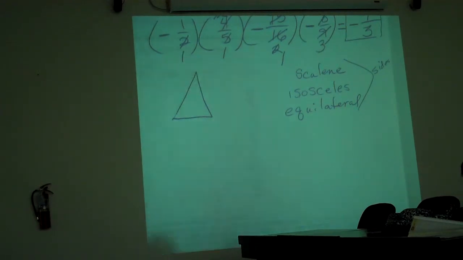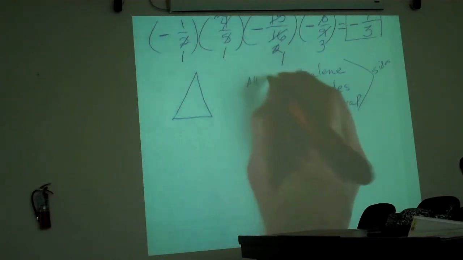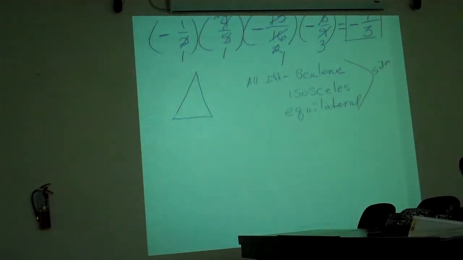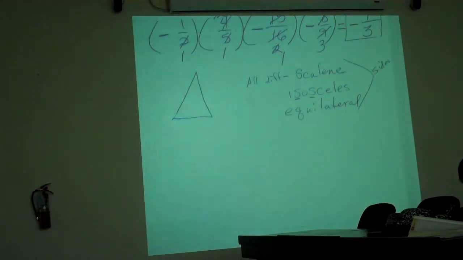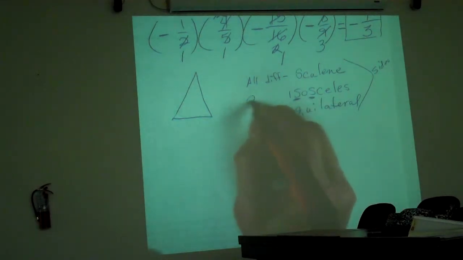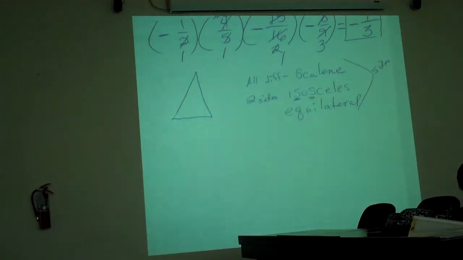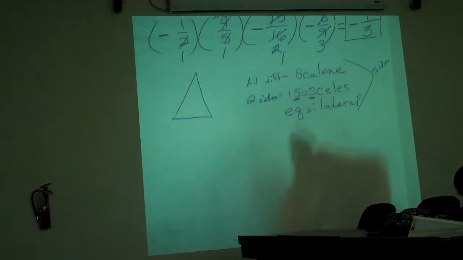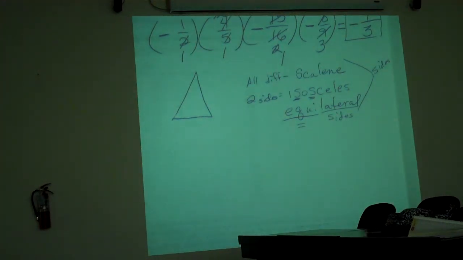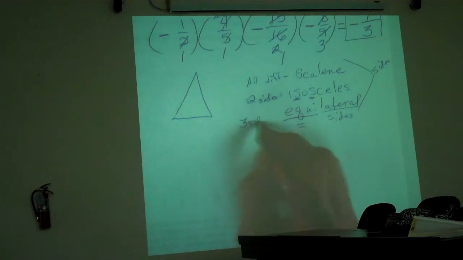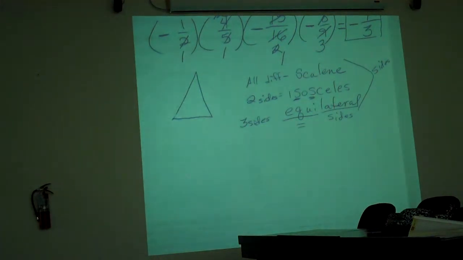None of the sides are the same. They're all different. Isosceles. I look at the two S's to remember that two sides are the same. See, two sides are equal. Equilateral. This means equal sides. All three of the sides are equal. Three sides or all sides, however you want to say it. That means it's equal all the way around.